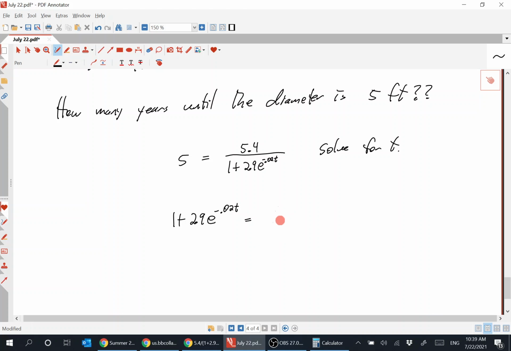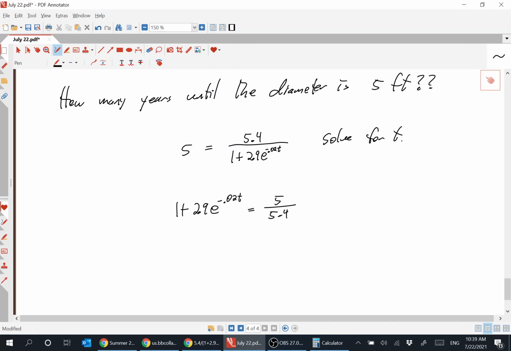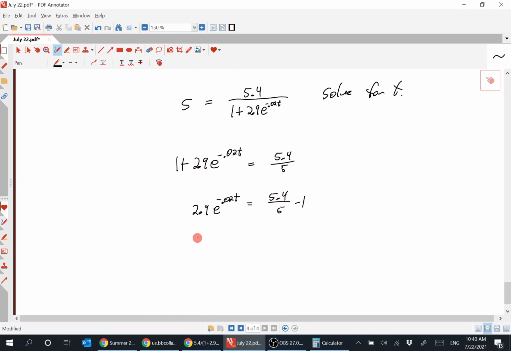Oops, this is upside down. Divided both sides by 5. So, no, it was correct. 5.4 over 5. So 5.4 over 5 is equal to that. Subtract 1. 5.4 over 5 minus 1. So that's 0.4 over 5.